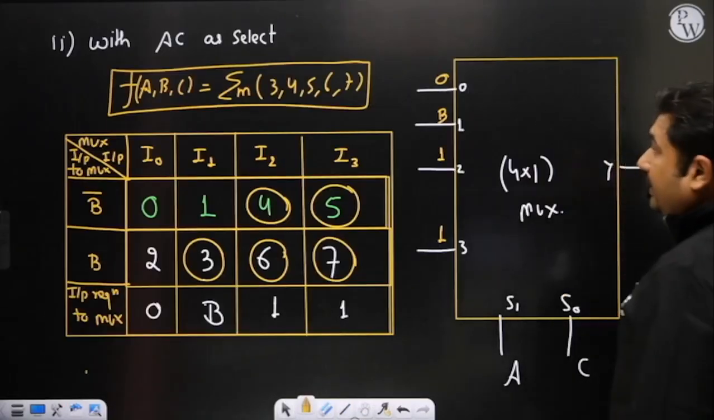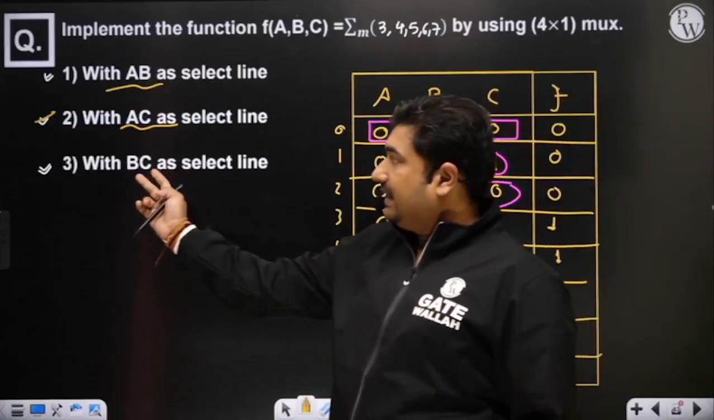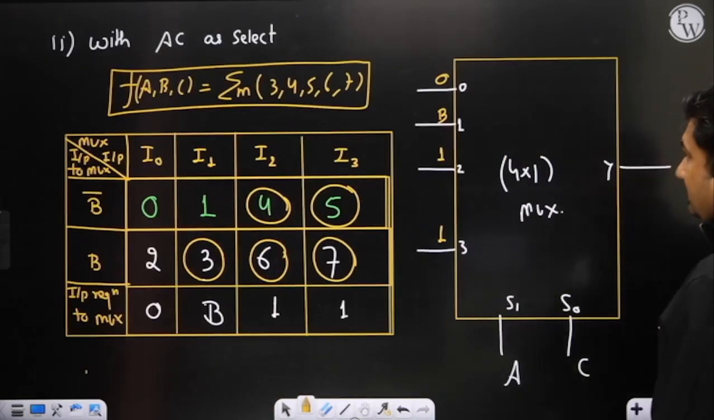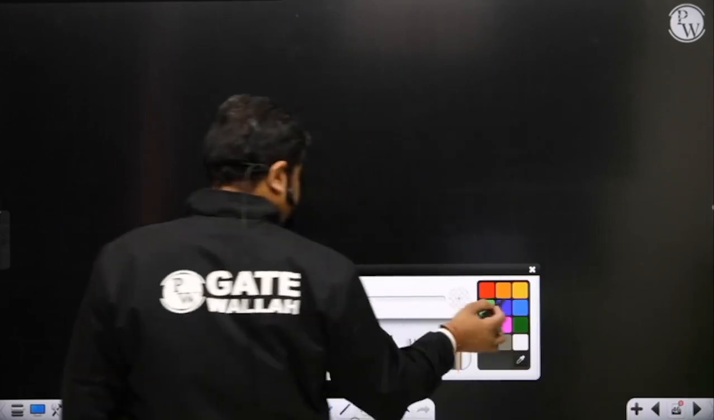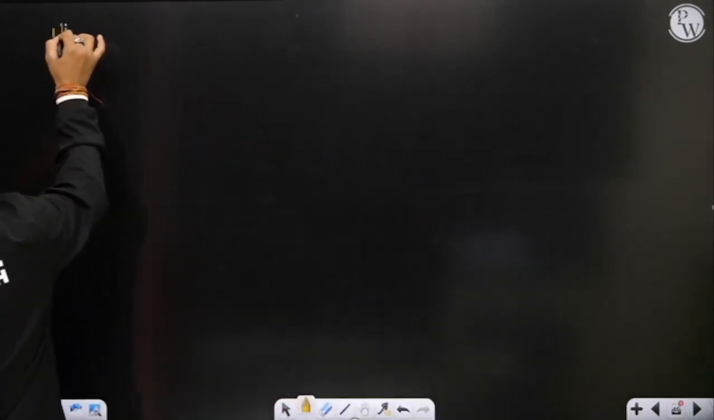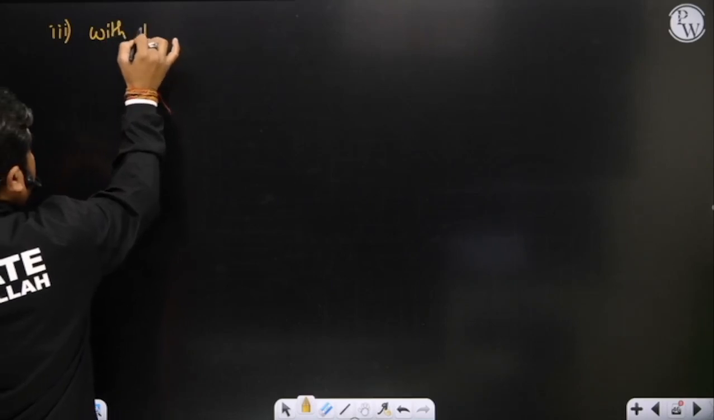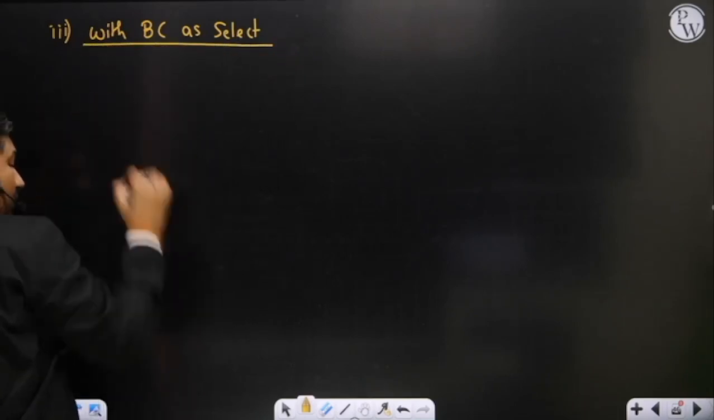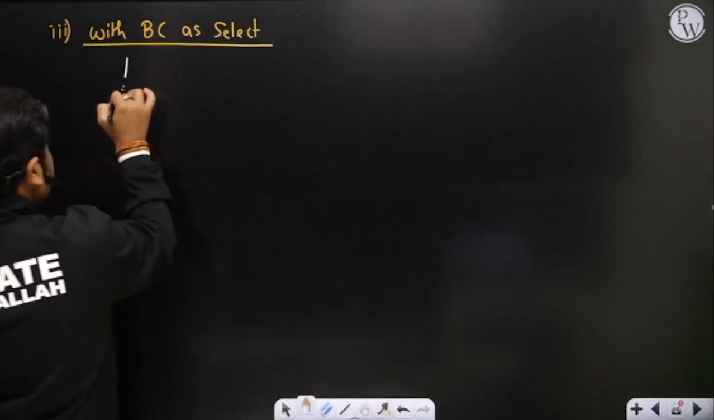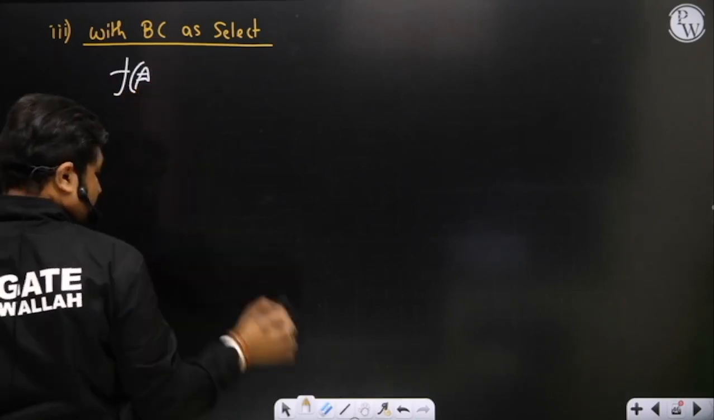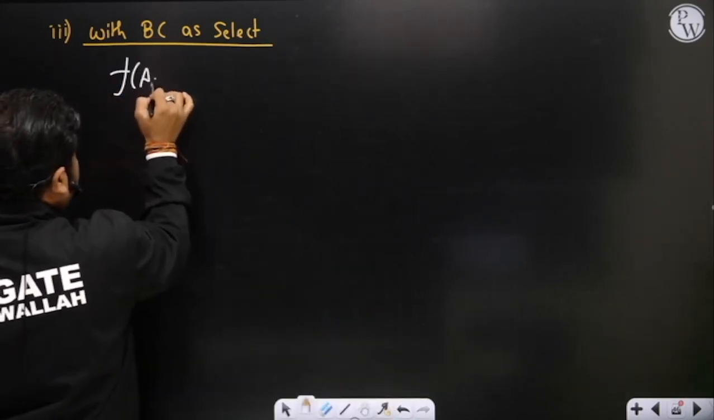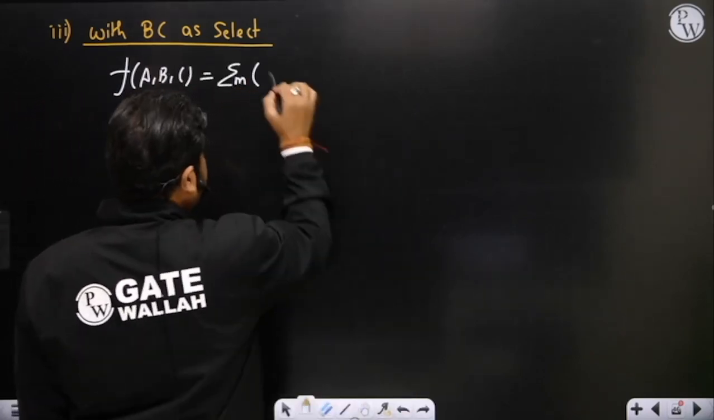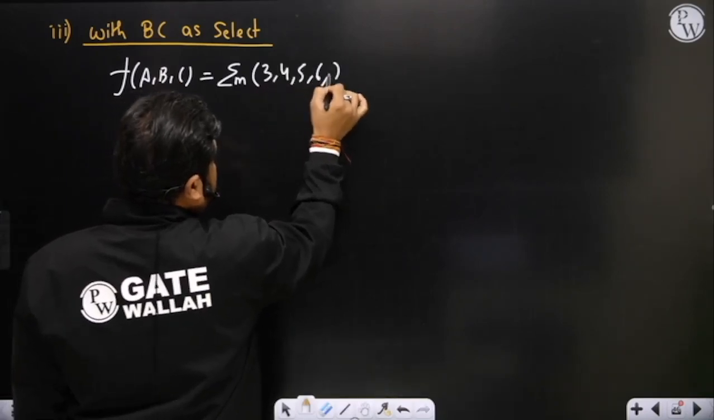The third one is with BC as a select line. So now I am going to take BC as a select line. Please observe. When you are saying BC as select, your function f of A, B, C is the summation of m 0, 3, 4, 5, 6, 7.